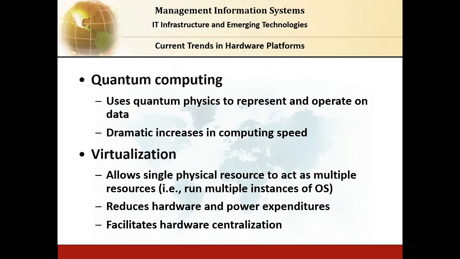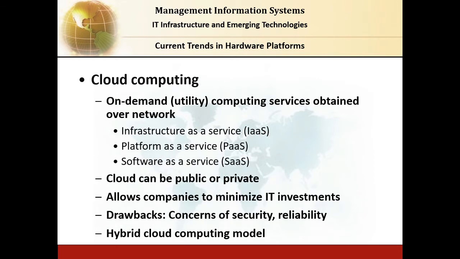Virtualization means that it allows a single physical resource to act as multiple resources. For example, run multiple instances of operating systems. It reduces the hardware and power expenditures, and it facilitates hardware centralization. Cloud computing: on-demand utility computing services obtained over network. Infrastructure as a service. Platform as a service. Software as a service. Also, cloud computing can be public or private.